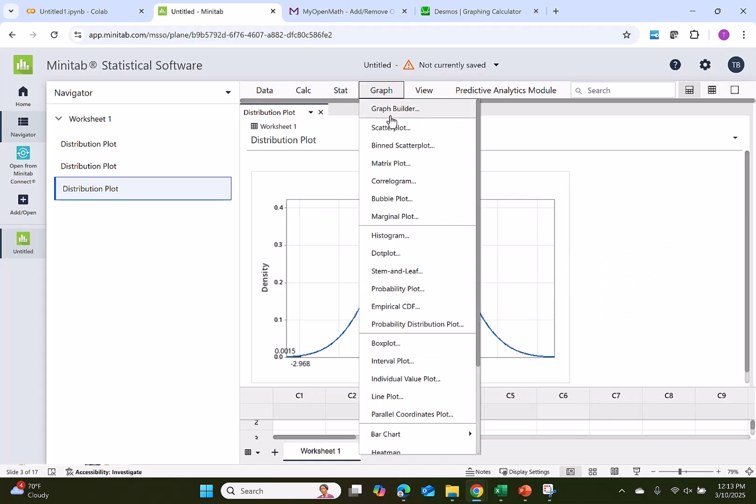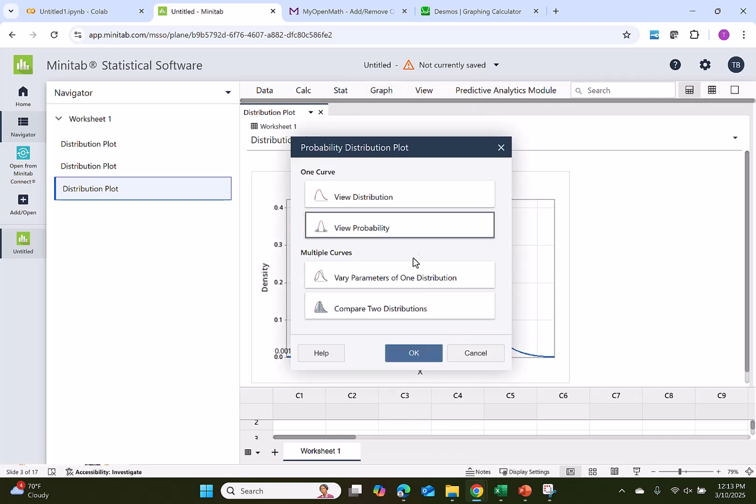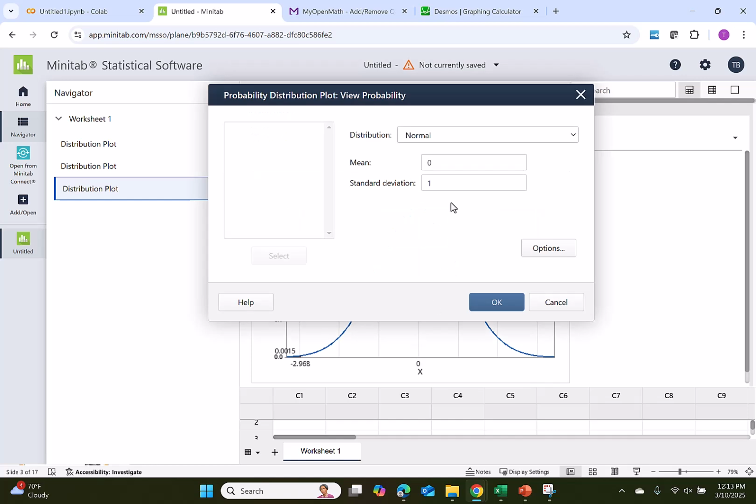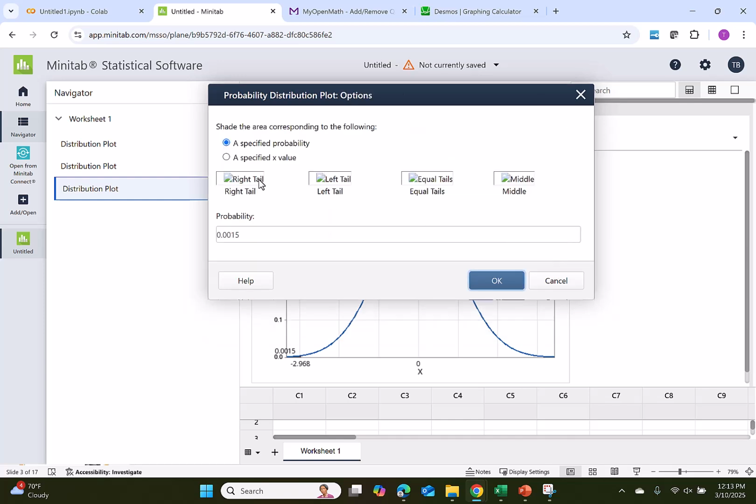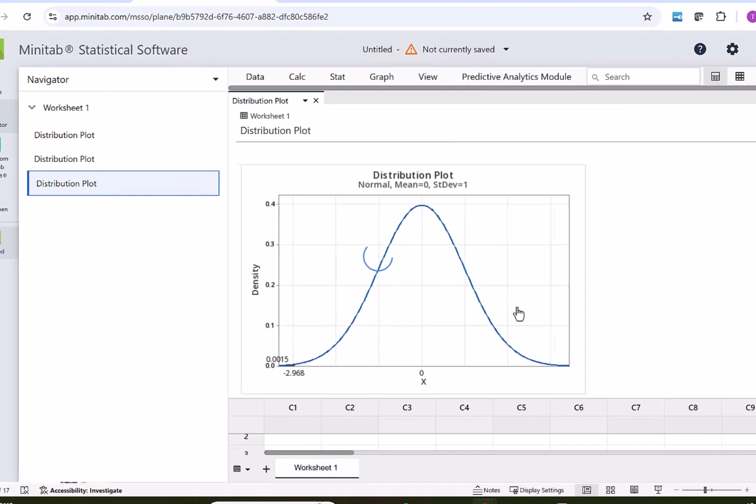Back in Minitab, I hit Graph, Probability Distribution Plot, View Probability, OK. Change the mean to our new mean of 10.245, standard deviation 0.15, Options. Now we're going to go on the right of a specified value, and this specified value is our 10.2. We're going to say OK and OK.